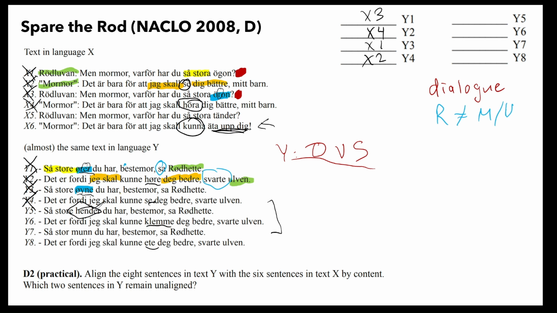So we have ender, right? And let's look at Rodlevan's last sentence.